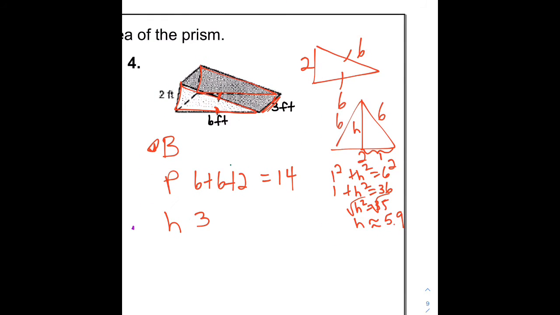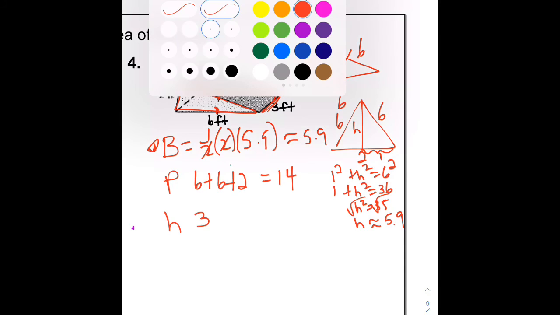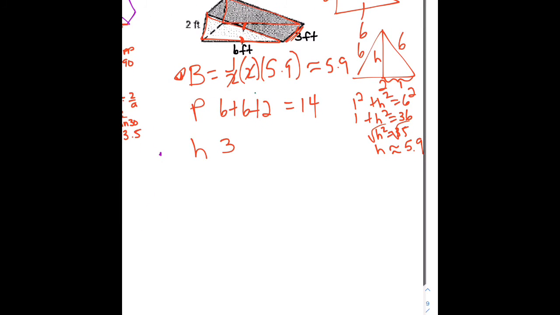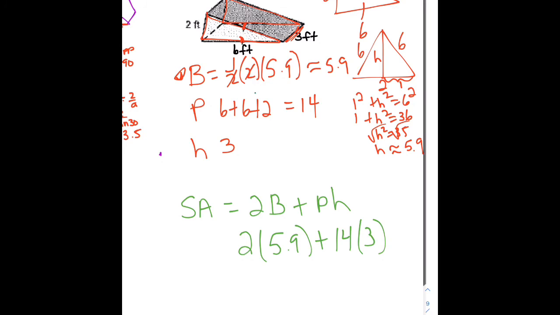So to find the area, it's 1/2, the base is 2, the height is 5.9, and 1/2 of 2 is 1, so the area is also 5.9. Now I can use my main surface area formula. My surface area is equal to 2 bases plus the perimeter times the height. So that's 2 times 5.9 plus the perimeter of 14 times 3. And when you put that in your calculator, you get 53.8 square feet.